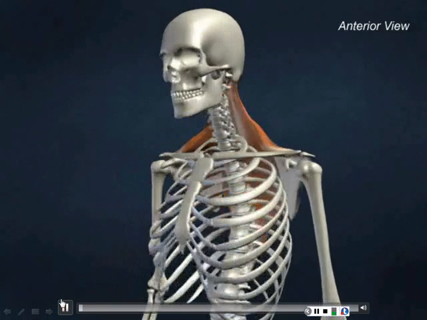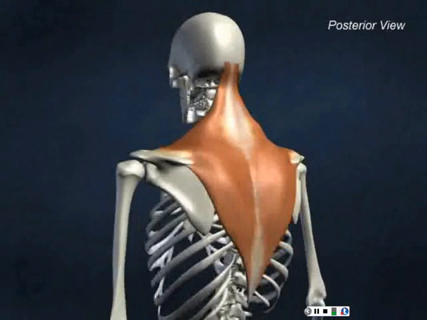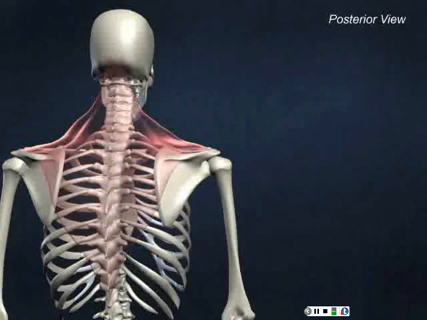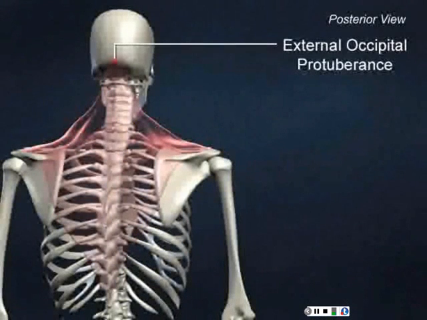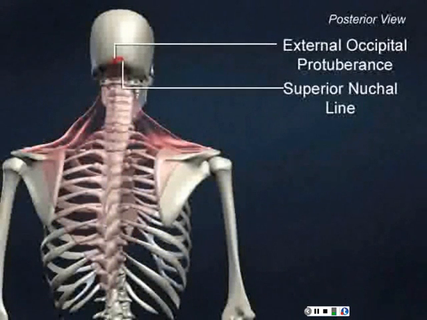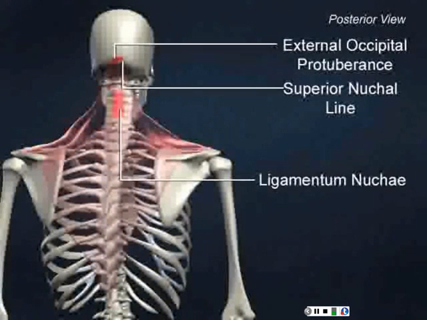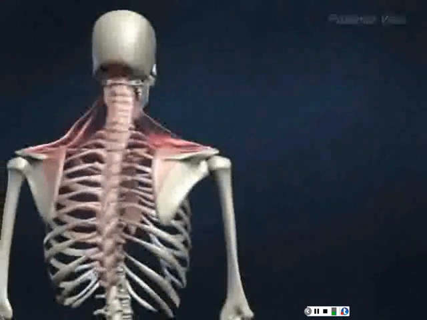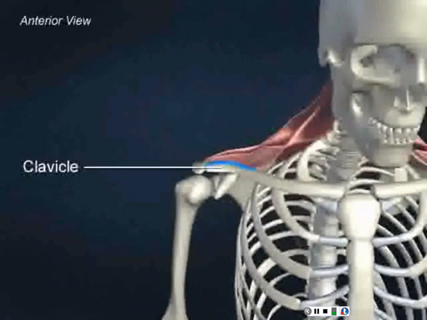The trapezius is the large trapezoid-shaped muscle located in the posterior thorax and neck. It may be separated into three groups of fibers: superior, middle, and inferior. The origins of the superior fibers are from the external occipital protuberance, the superior nuchal line, the ligamentum nuchae, and the spinous process of vertebra C7. The insertions are to the lateral 1/3 of the clavicle and acromion of the scapula.